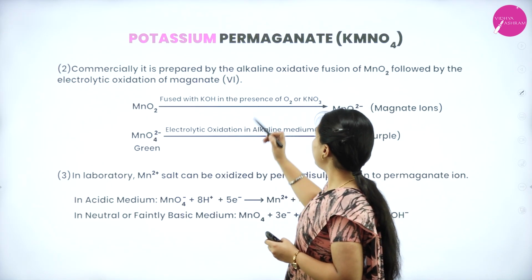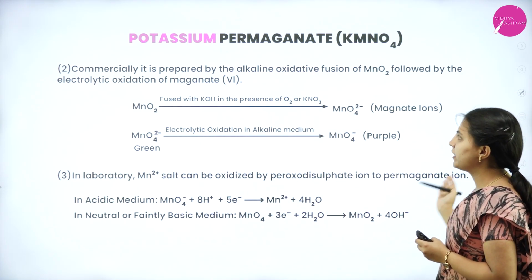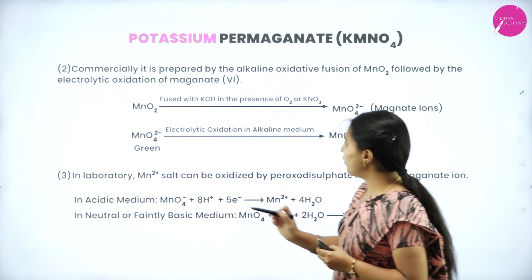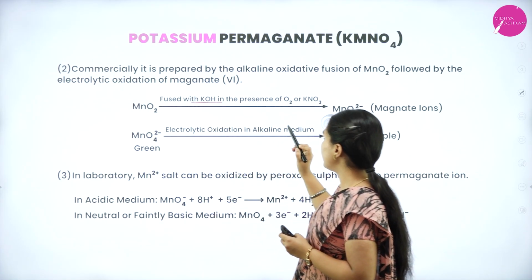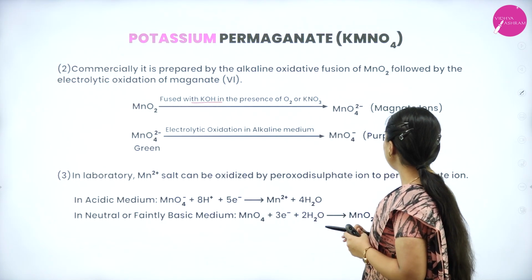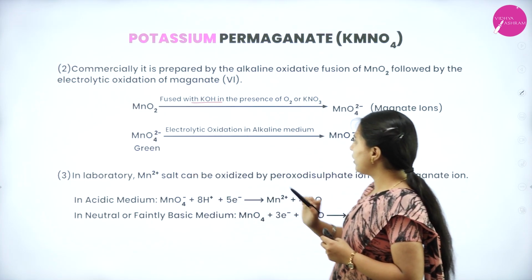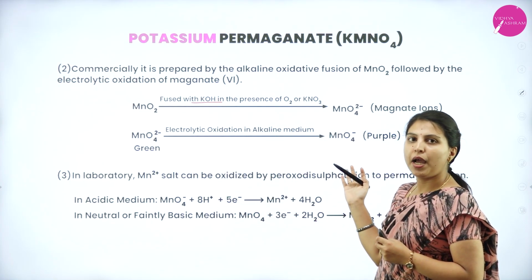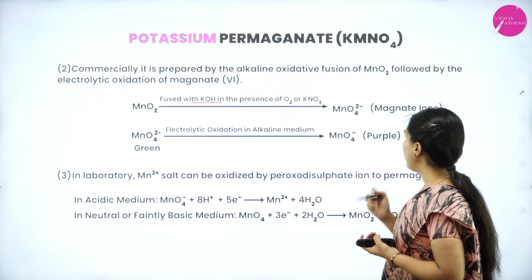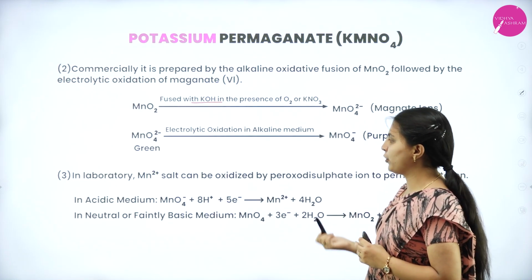Commercially, it is prepared by alkaline oxidative fusion of MnO2 followed by the electrolytic oxidation of manganate. Okay, MnO2 is fused with potassium hydroxide in the presence of air or potassium nitrate. Manganate ions will be liberated, which will be in green color. Then later, electrolytic oxidation is done in the alkaline medium. Purple colored permanganate will be produced.